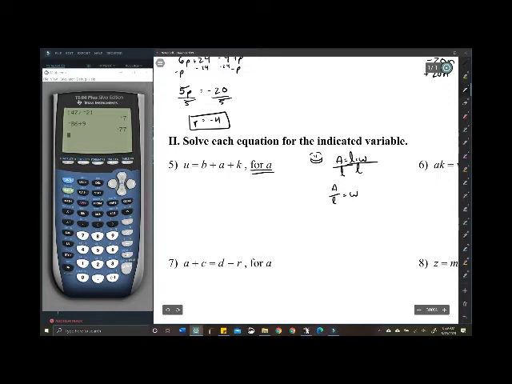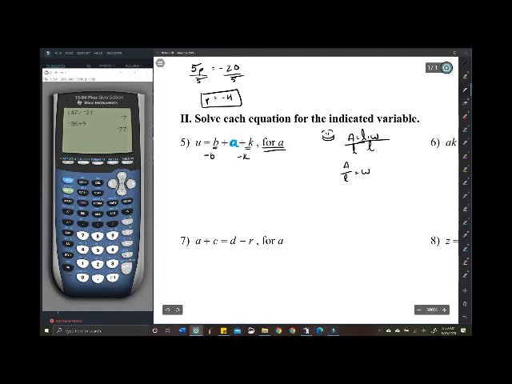Okay, so solving for a. That just means when we have our equation here, whatever isn't a, we just want to move it. We want to move the b and the k over. So just think of it as if these were numbers, I would be subtracting both of those. So we're going to subtract b and subtract k from u. What that means is that u minus b minus k is equal to a. And that's really it.